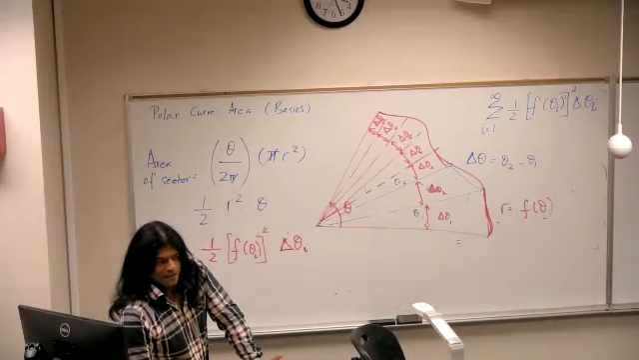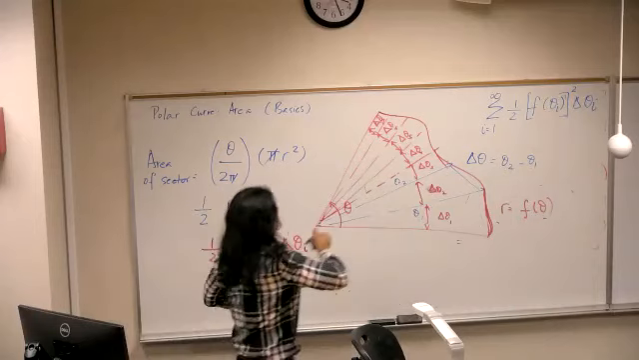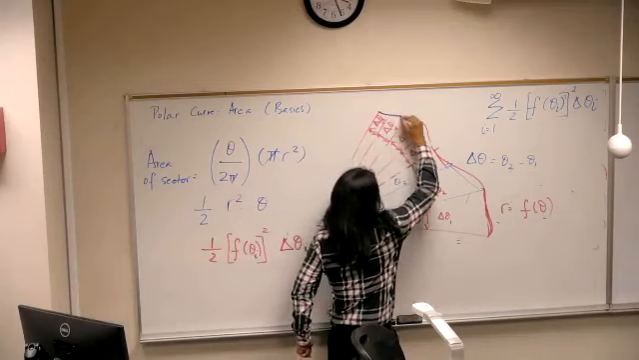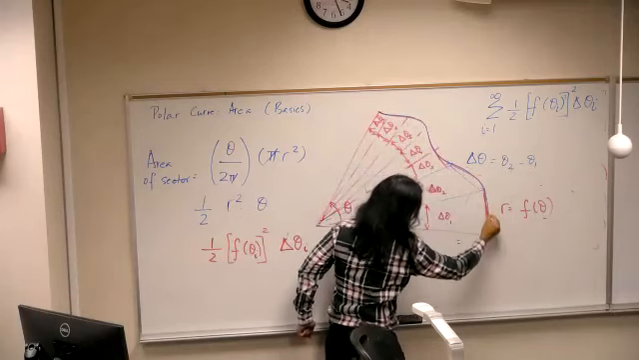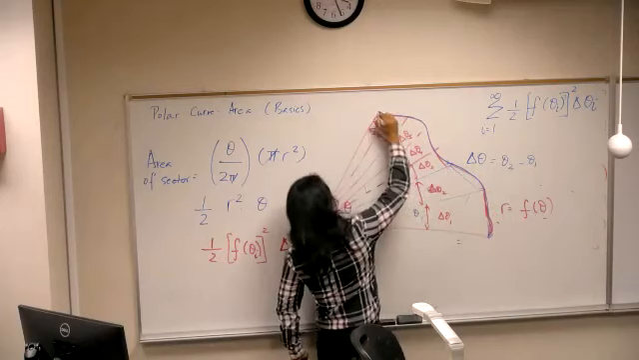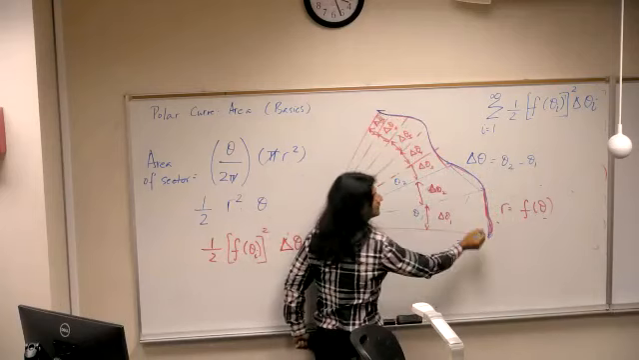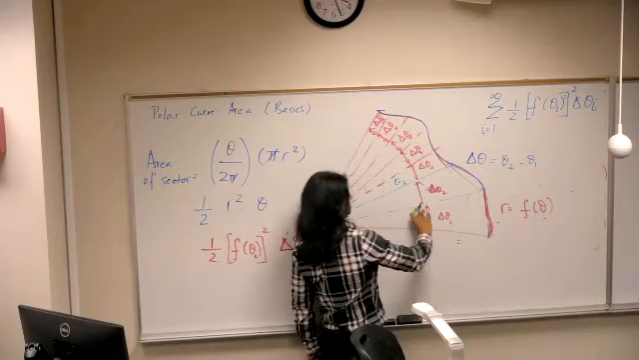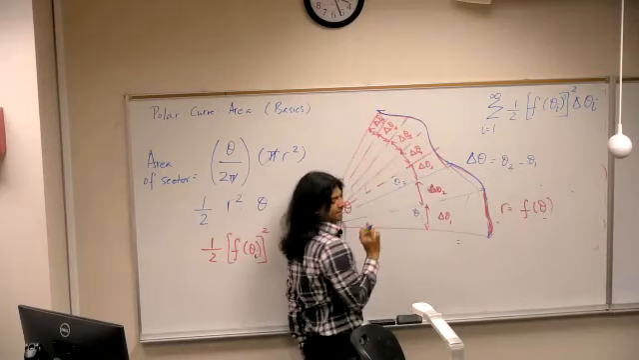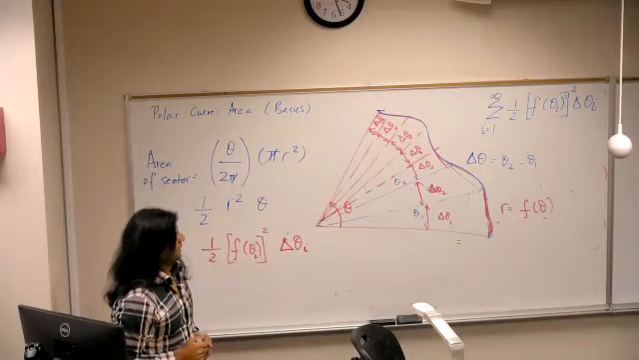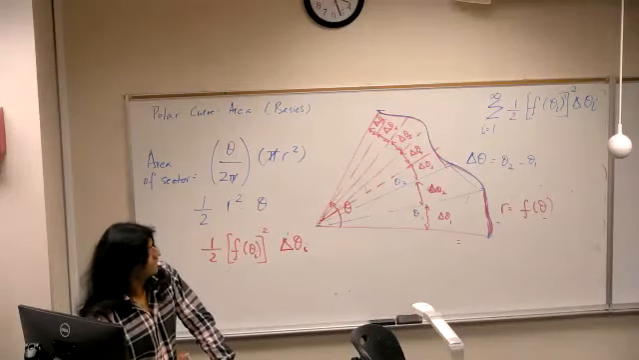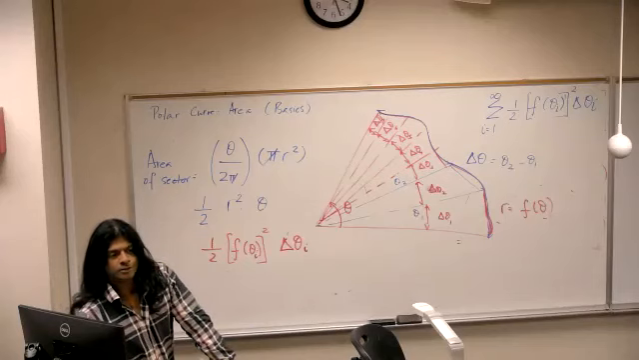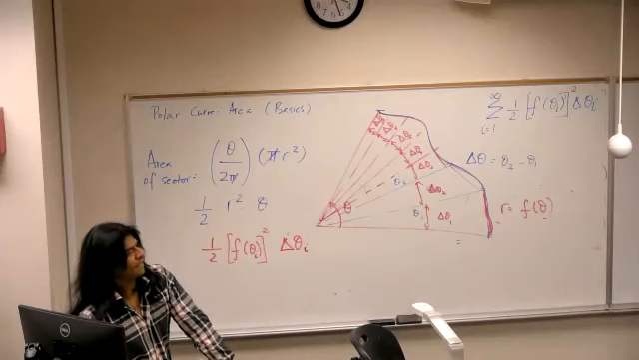Good. As long as I know the radius function that changes with respect to theta, I can suitably choose delta theta, and then put it in that formula, which comes from the area of the sector, to find that area. Do you agree? Yes?